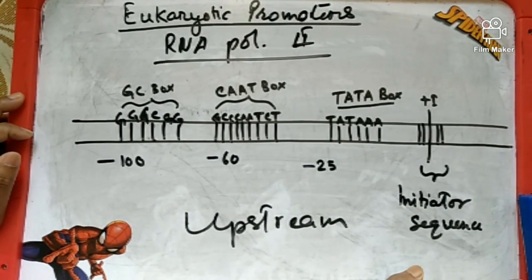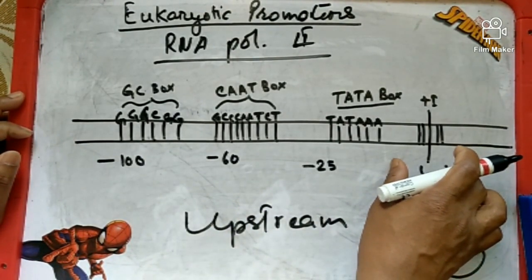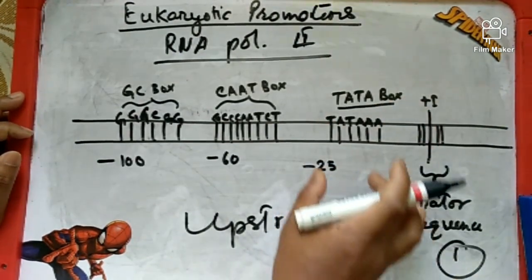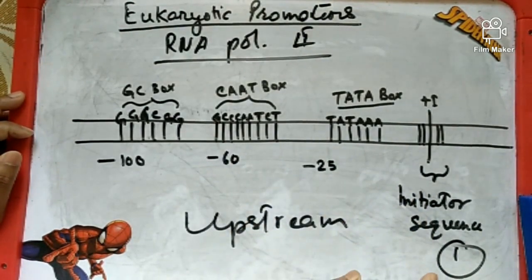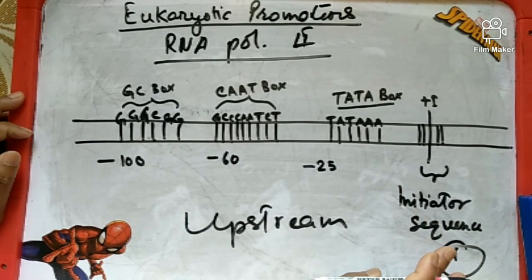So in the promoter of RNA polymerase 2, we find 4 elements. There are 4 regions which are important for binding of the enzyme to the promoter area. The first is the initiator sequence, which is located right at the transcription start point, and next is at the -25 position, which is called the TATA box, and the next is the CAAT box at the -60 position, and the fourth one is the GC box, which is located at the -100 position.